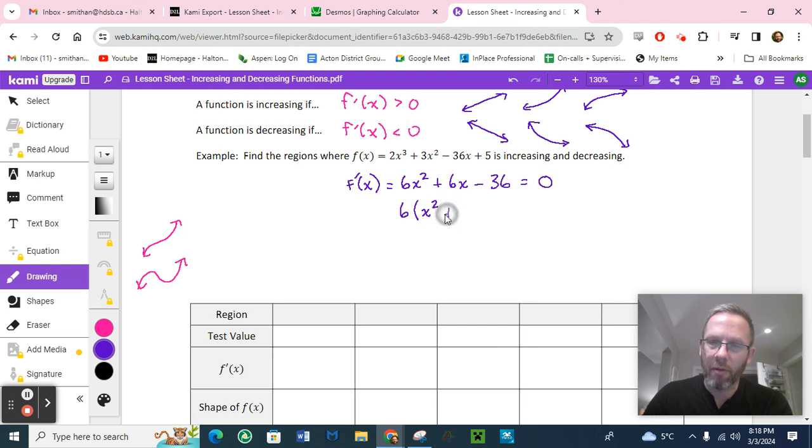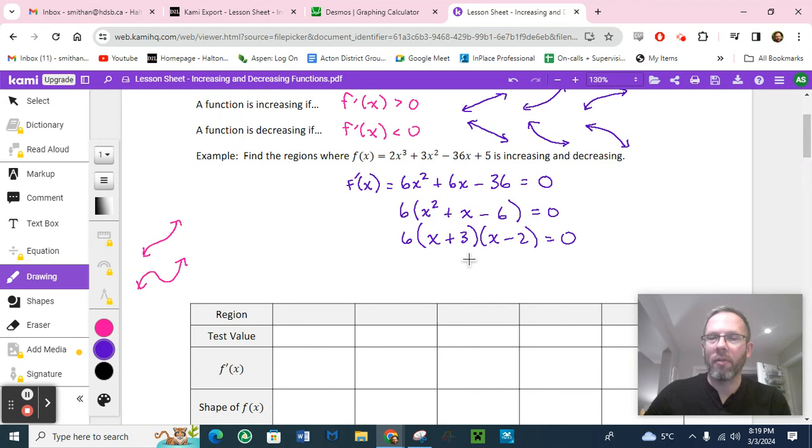We can factor this. Divide out the 6, and then x squared plus x minus 6. And then we can use simple trinomial factoring. What adds to 1 and multiplies to minus 6? x plus 3 and x minus 2. So the two values that make this derivative equal to 0 are x equals minus 3 and x equals 2.